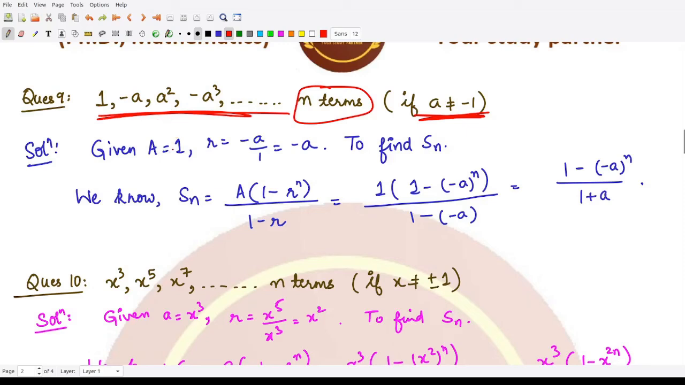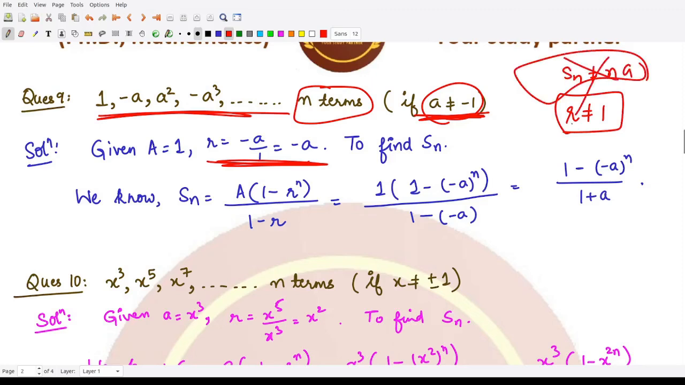In order to calculate the common ratio, we will divide the second term by the first term. So it would come out to be minus small a. So this is our common ratio, and common ratio is minus a. It is not equal to -1, so r is not equal to 1. Therefore Sn is obviously not equal to na. We will not use this formula. So that means we could use either of the formulas, for r less than 1 or r greater than 1. We can use any formula.